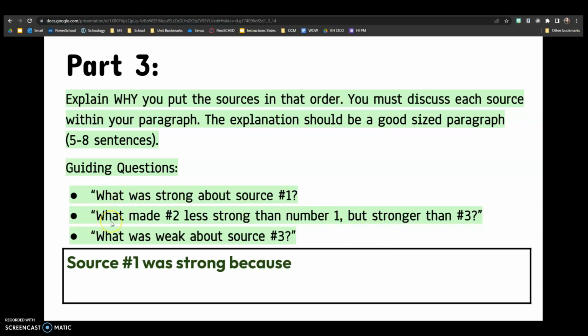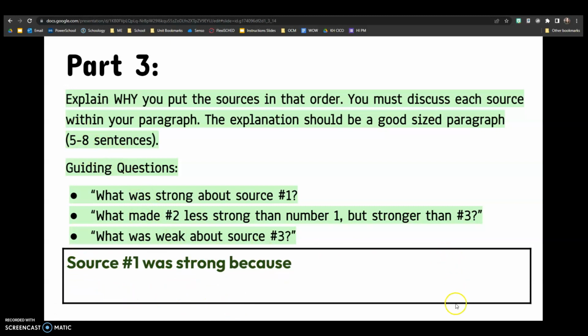Okay? They should not, though, just be copied directly from the reasoning on your credibility check. You can use that as a guide, but your description should be in comparison to the other sources that we use. For example, the second question says, what made number 2 less strong than number 1, but stronger than number 3? So what was good about number 2 in comparison to number 1? Maybe what made number 1 stronger, but what makes it better than the third source that you put? This should be pretty self-explanatory. So we're looking for 5 to 8 sentences in that box.